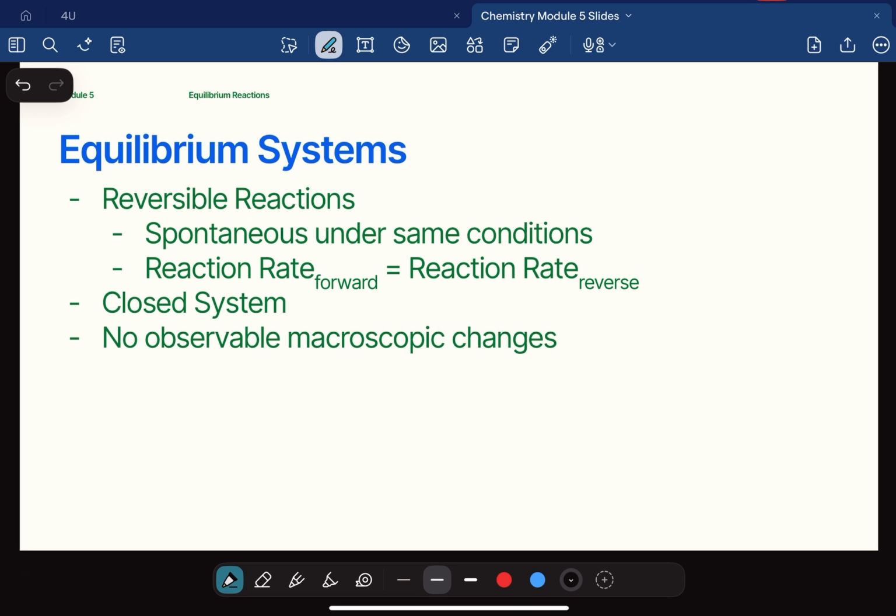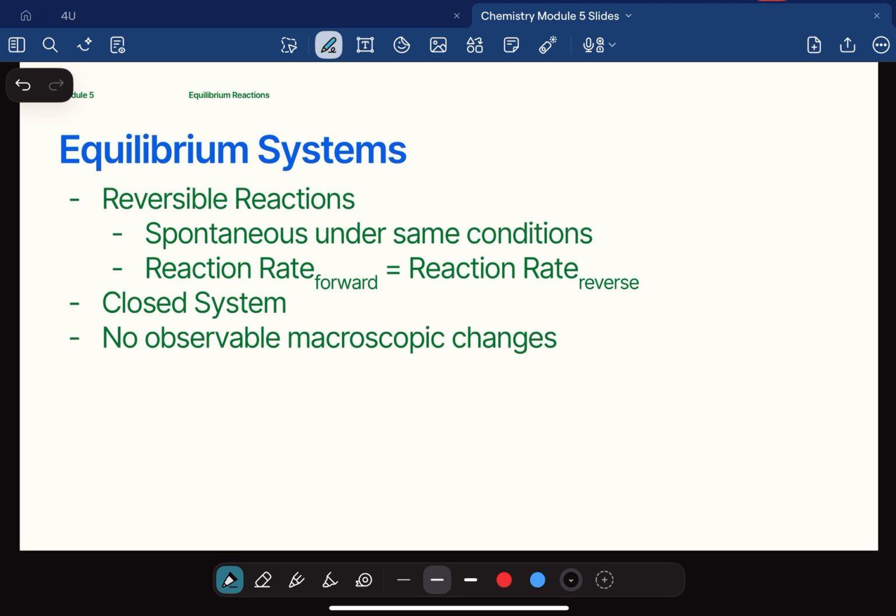So an equilibrium system, as we stated before, is a reversible reaction. It has to be. The reaction has to be spontaneous under the same conditions. So it just has to happen. It has to be at a constant condition, and both reactions have to be able to happen at the same time, you know? And in an equilibrium system, the forward reaction rate is equal to the reverse reaction rate.